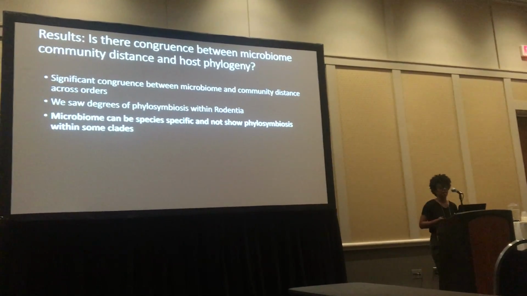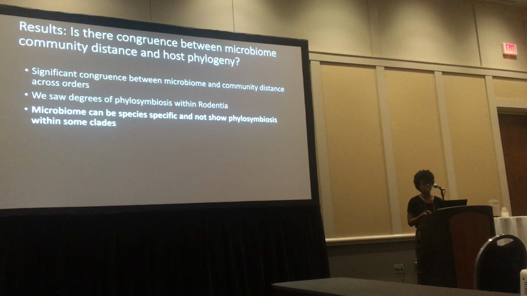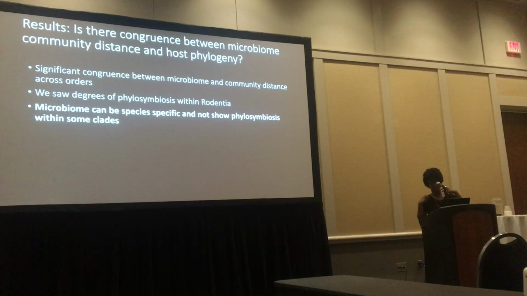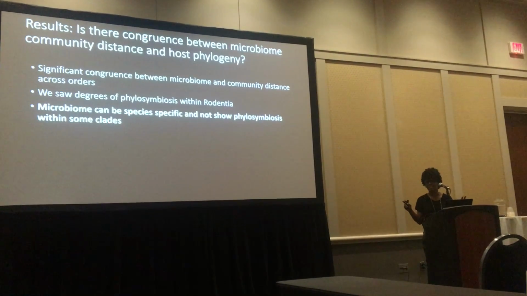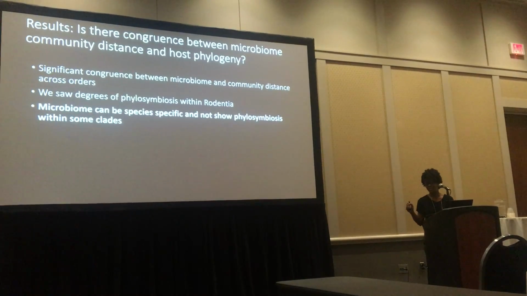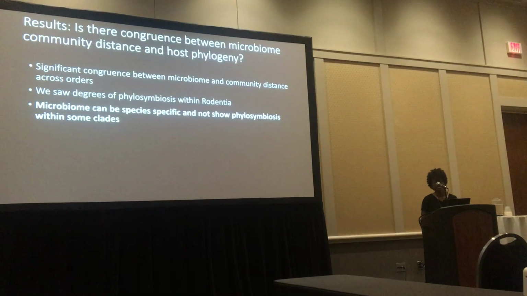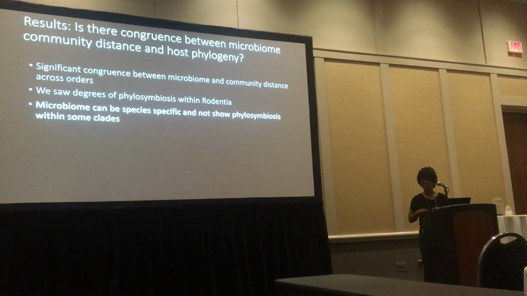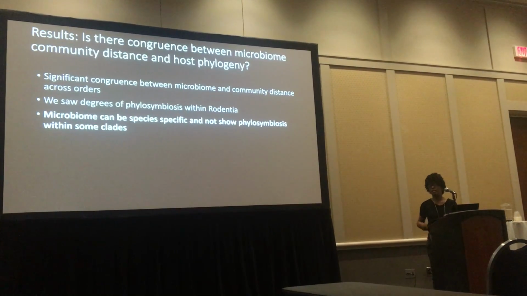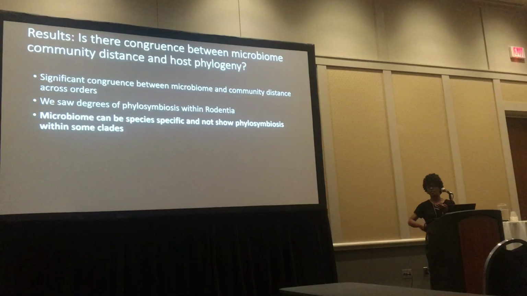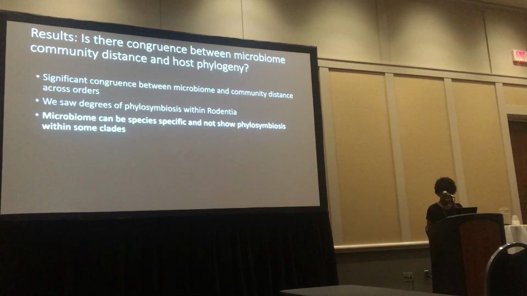So to summarize the first half, is there congruence between microbiome community distance and host phylogeny? Yeah, we see significant congruence across orders. And we saw degrees of phylosymbiosis, where I wouldn't say the entire community is showing a phylosymbiotic pattern, but we did see degrees of it. And we need to think about this idea that microbiomes can be species-specific without showing a phylosymbiotic pattern. Just because a microbiome is species-specific doesn't mean you're going to see it predicting the host phylogeny.